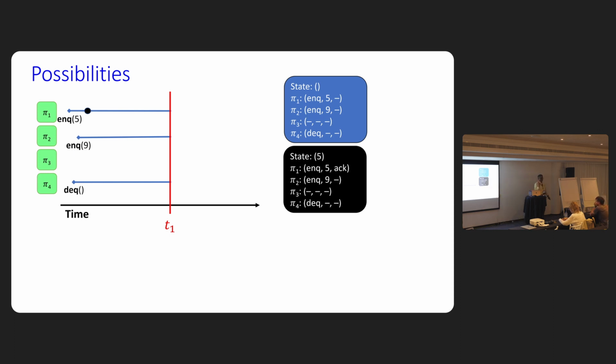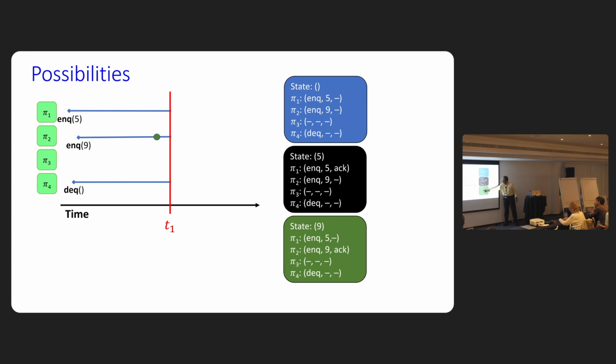Are we together? Okay. Here is another possibility, and this captures the notion that pi2 alone could have taken effect and others did not, in which case the state of the queue is 9. This captures another possibility. This possibility captures the notion that pi1 and pi2 could have both taken effect, in the order NQ9 first and then NQ5, causing the state to become 9,5, and pi4 has not taken effect.